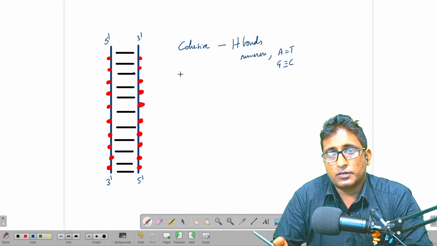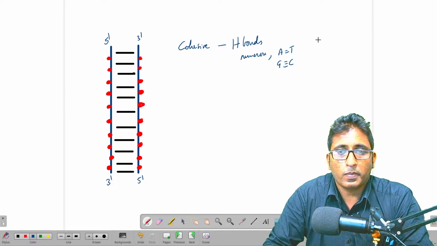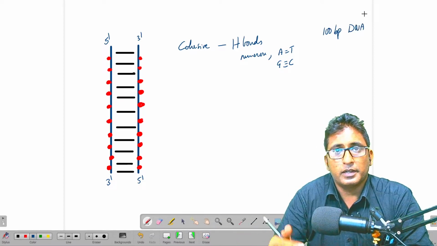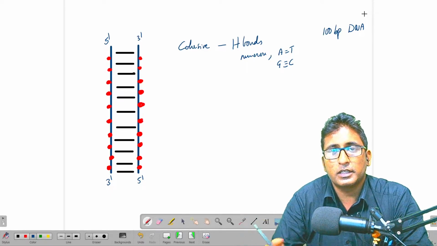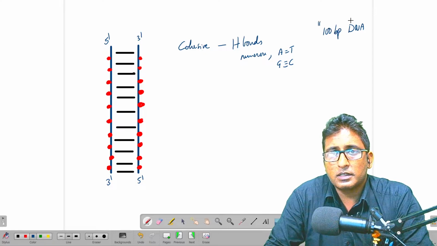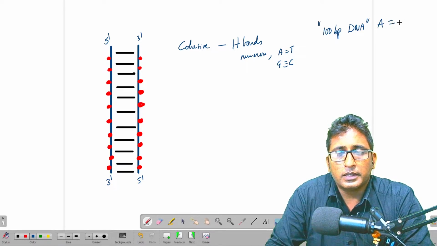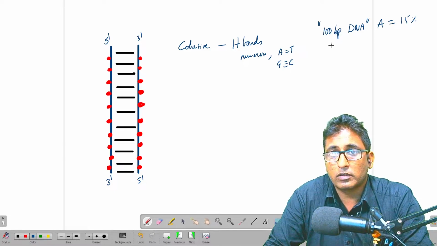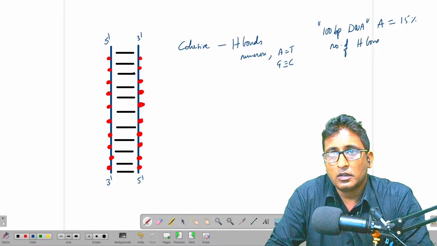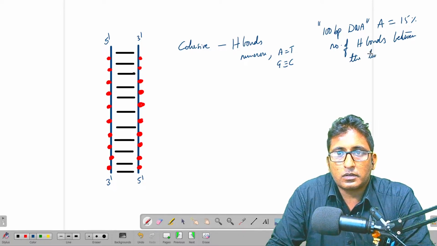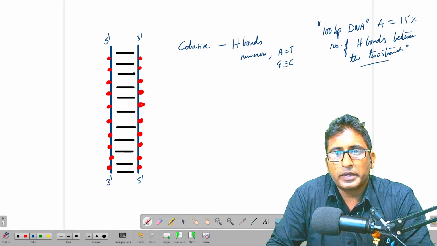So a simple way: if I told you that there is a 100 base pair DNA molecule, DNA, when I say it, would imply double-stranded, unless we want to denote something as single-stranded DNA, then we should write ssDNA. If it is not, it is implied as double-stranded DNA. So if there is a 100 base pair DNA molecule, and the proportion of adenine in that DNA is, say for example, 15%, I could ask you to calculate the number of hydrogen bonds between these two strands. Questions can always be made in such a way.